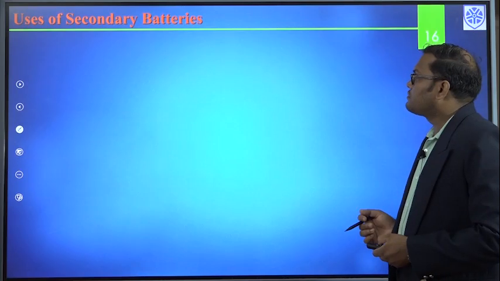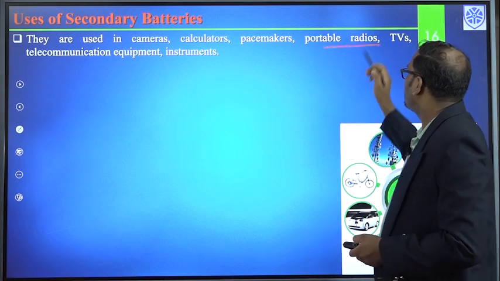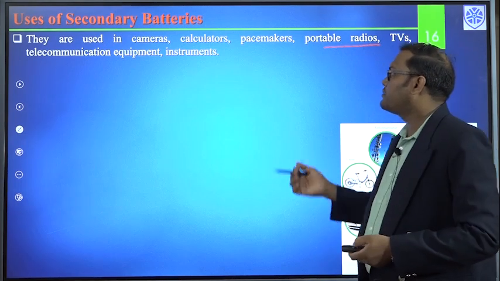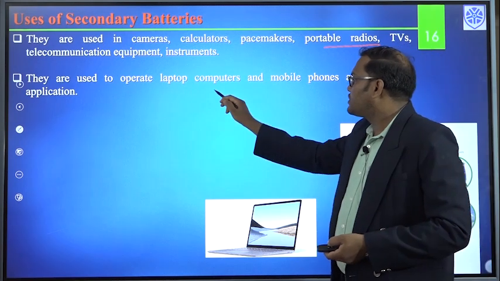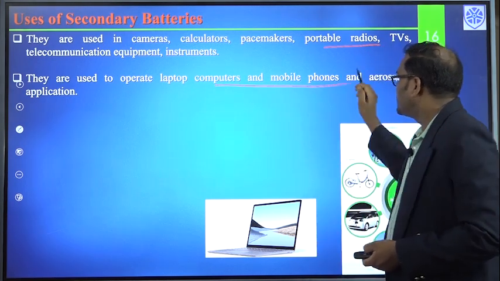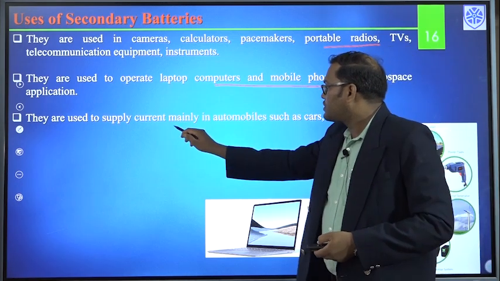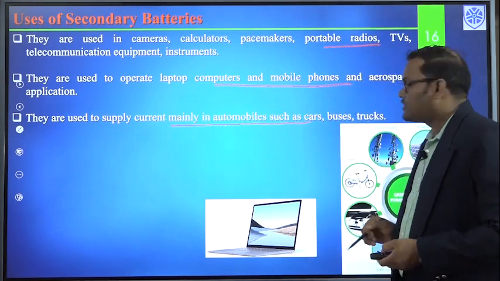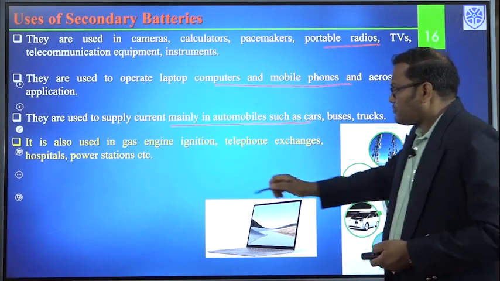So, what are the uses of secondary batteries? They are used in cameras, calculators, pacemakers, portable radios, TVs, all telecommunication equipment, instruments, medical devices, and they are used to operate laptop computers and mobile phones. They are also mostly supplying the current for automobiles such as cars and electric vehicles.